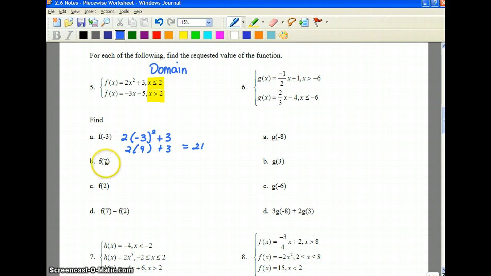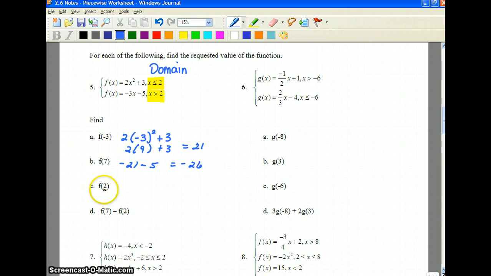F of 7. Which one should you plug it into? Well, is it smaller than 2 or bigger than 2? It's bigger than 2, so we need to plug it into this bottom one. So multiply it by -3 and get -21, and subtract 5 and get -26.